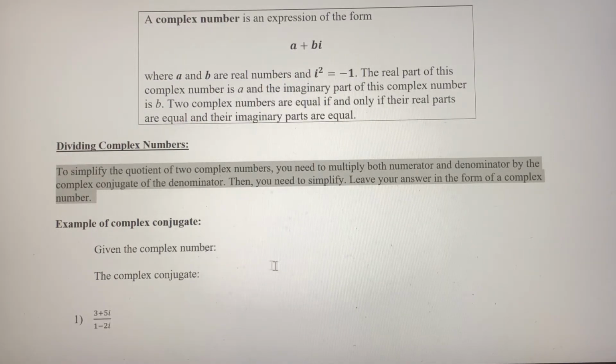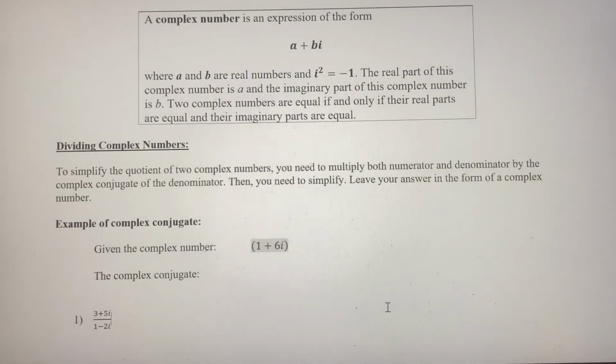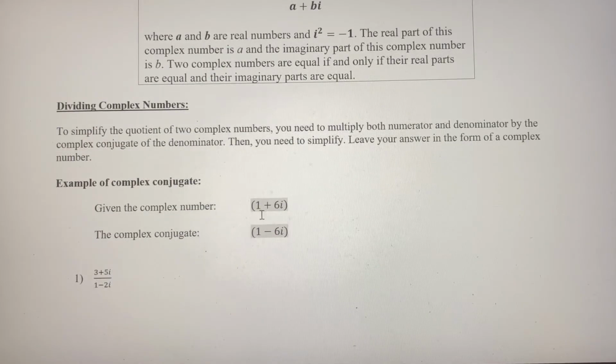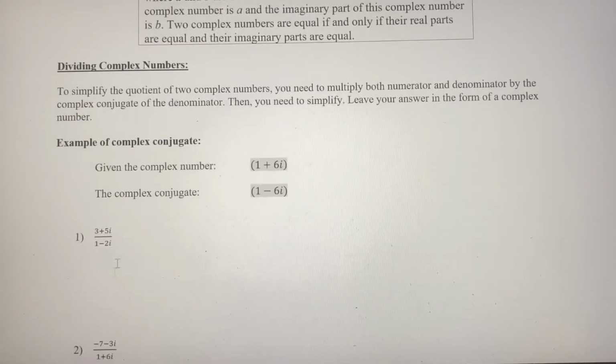So given the complex number, let's just use one like 1 plus 6i. The complex conjugate, we're just going to change the sign in the middle, just like we've done before with some other concepts. So 1 minus 6i. Again, remember the real part, the 1, stays the same. The 6i, the complex conjugate is going to have a different sign, -6i. And you'll see why that needs to be the case as we go through the process.